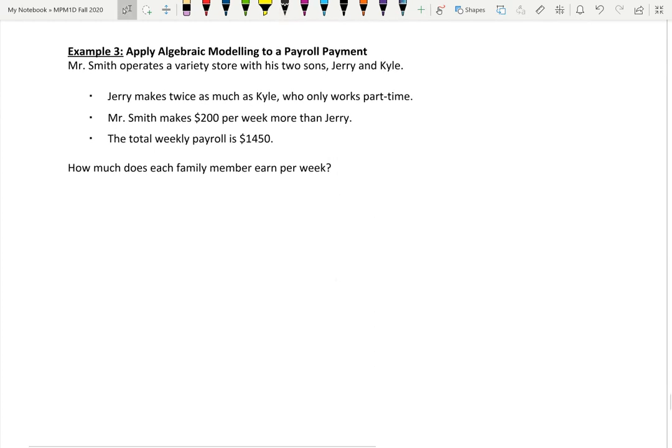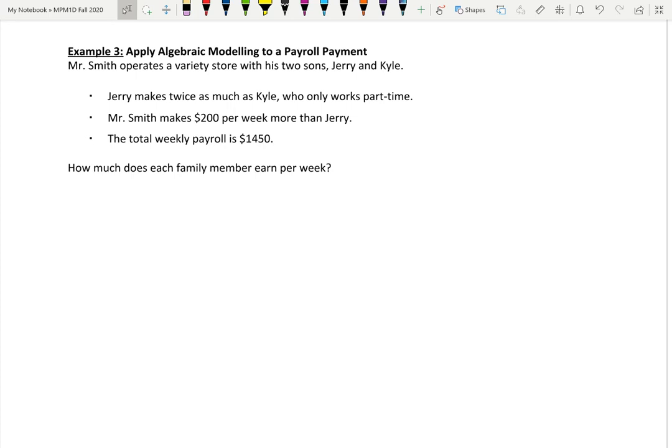Let's look at the next example. Mr. Smith operates a variety store with his two sons, Jerry and Kyle. Jerry makes twice as much as Kyle, who only works part-time. Mr. Smith makes $200 per week more than Jerry. The total weekly payroll is $1,450. How much does each family member earn per week?